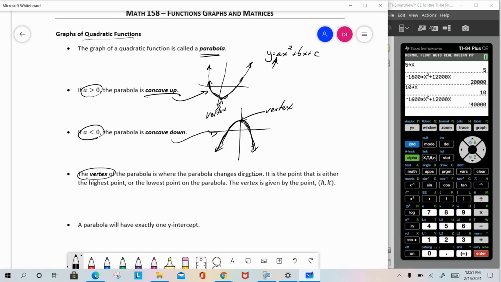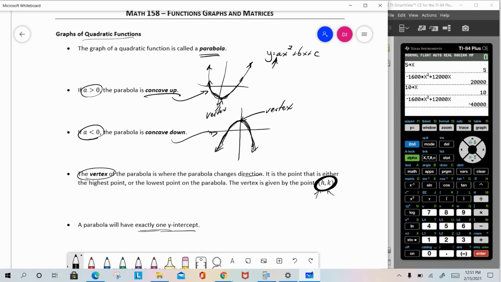The vertex is the lowest point if the parabola is concave up. The vertex is the highest point if the parabola is concave down. We often will call that point (h, k). The x value, we call it h, and the y value, we call it k. So you will hear me use terms h, k, or use the values h, k. h represents the x value of the vertex. k represents the y value of the vertex.